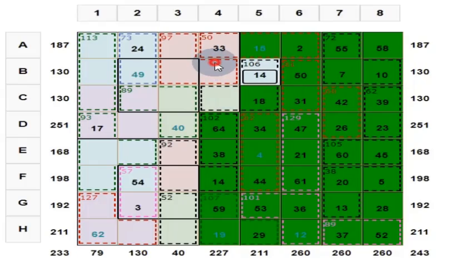Okay. So 14 is already there. So answer is wrong. Check it once again. Okay. 50 plus 17 is equal to 67. 63 is the answer. 63 is the answer.